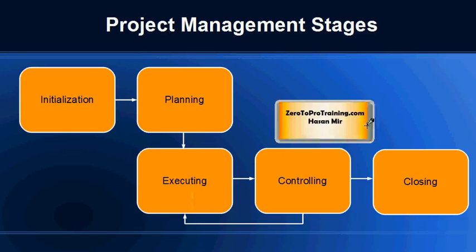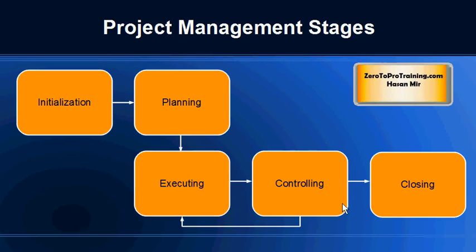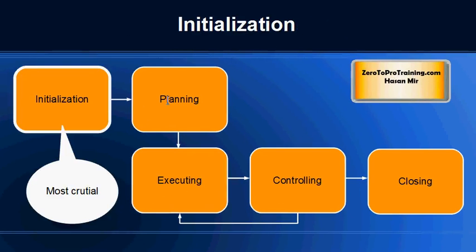No matter which project methodology you're following, a project will go through these stages: initialization, planning, executing, controlling, and closing. The executing and controlling stages will repeat themselves periodically until the project reaches the closing. The most crucial stage is the initialization. If this stage is not completed successfully or properly, then most likely the project will fail.